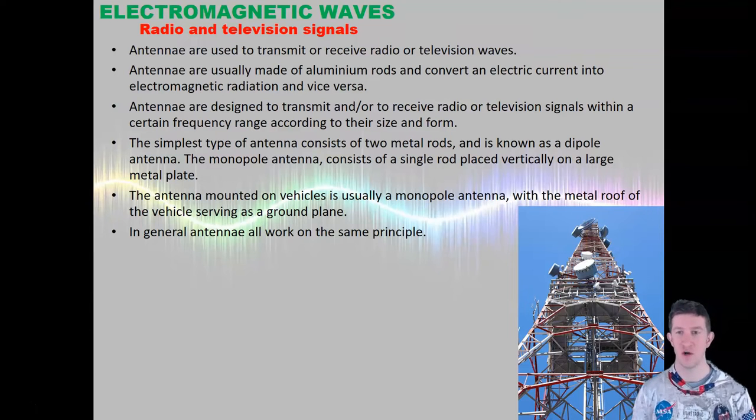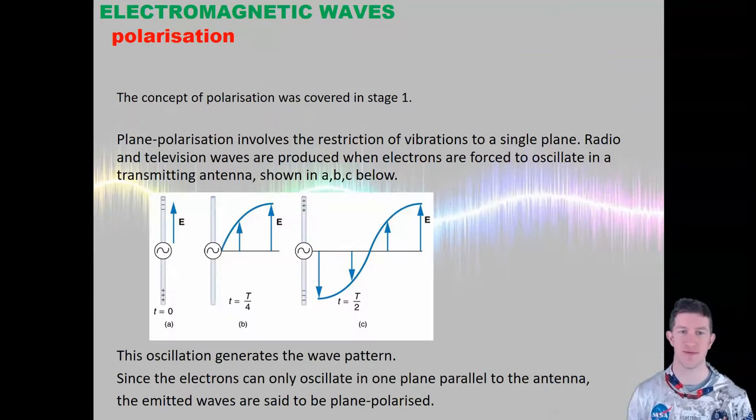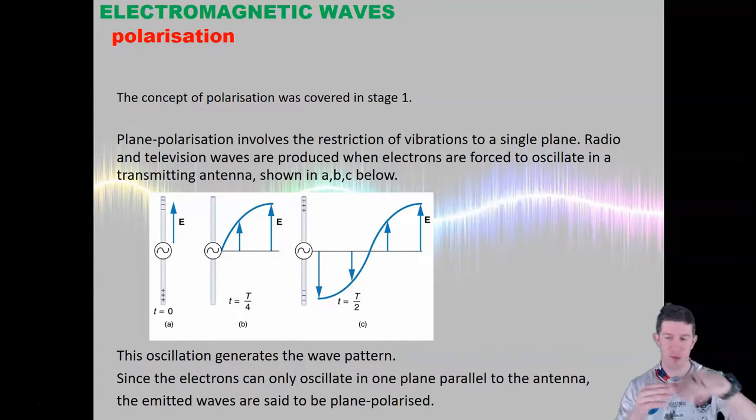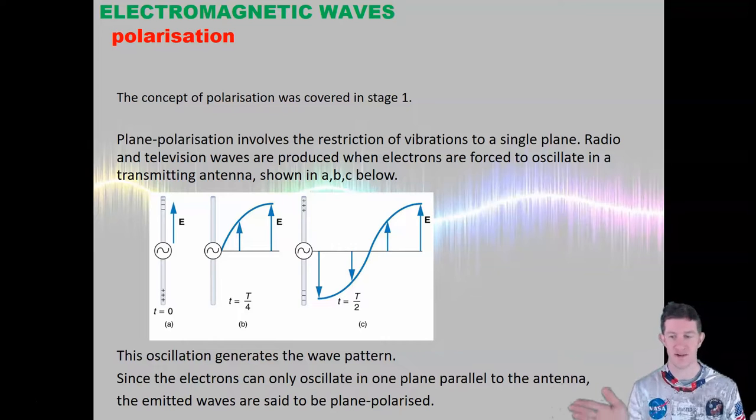In general, all antennas work on the same principle. The concept of polarization was covered back in stage 1. Again, some of this will be a bit of a recap, but plane polarization involves the restriction of the vibration to a single plane. Rather than it oscillating left and right, up and down, probably at every other angle, we kind of restrict it to a single plane and we focus it, or filter it is a better word, in that plane specifically.